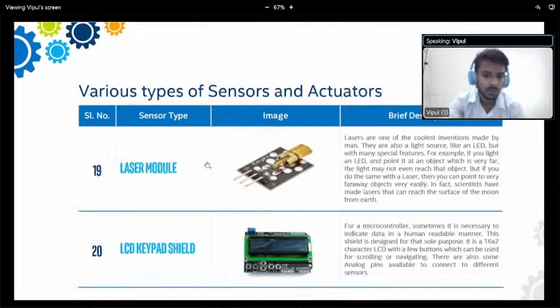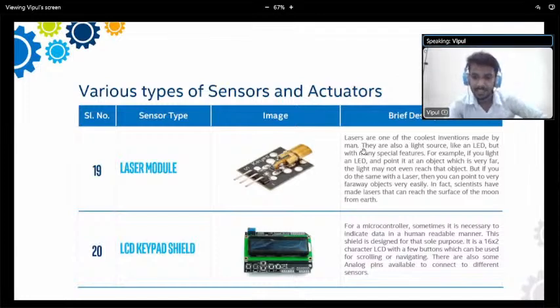Similarly, the laser module. In the recent session, Raju already explained this laser module. What it does is concentrate the light and transmit it in one direction. So the range of that light becomes more than with normal LEDs. If you put normal LEDs on your device, the light will not go to longer distances. So we use lasers where we want long distance ranges.